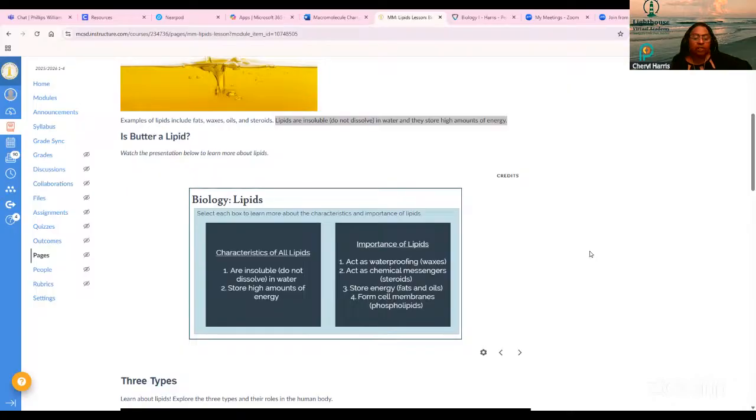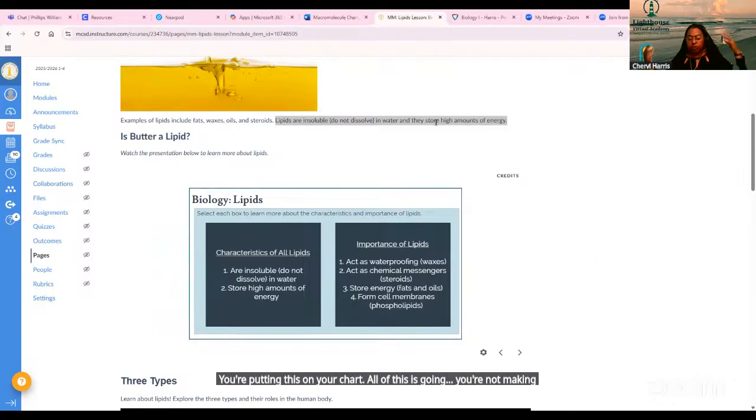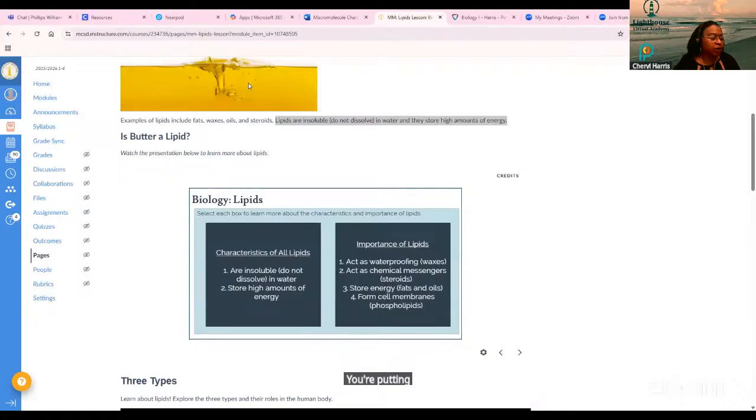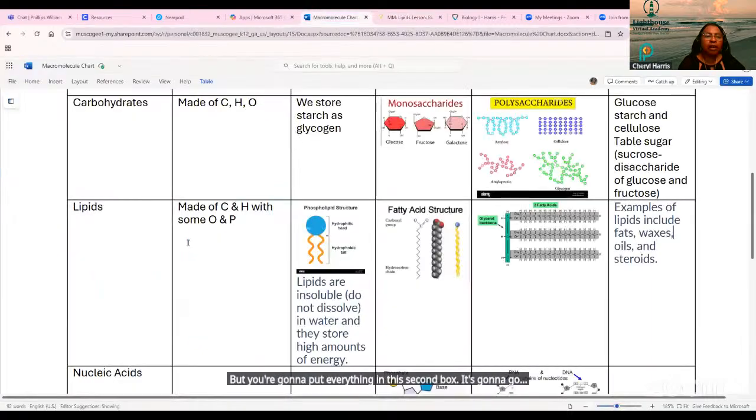You're putting this on your chart. All of this goes on the chart, you're not making a separate notes paper. You're putting this on your chart. If I could copy and paste it, I would. But everything in this second box is going to go right here in this first box.